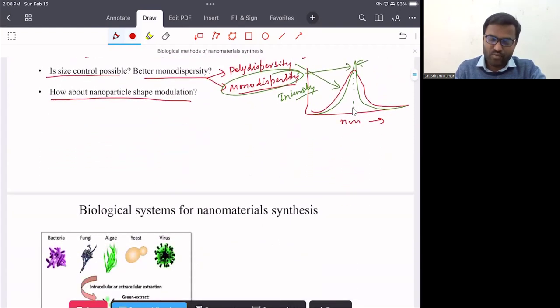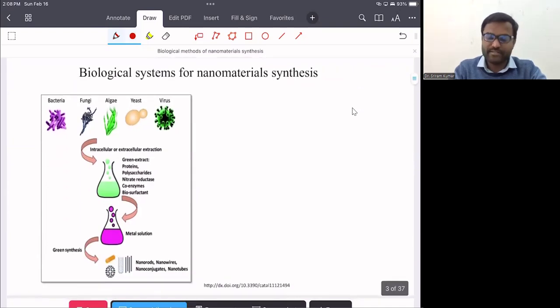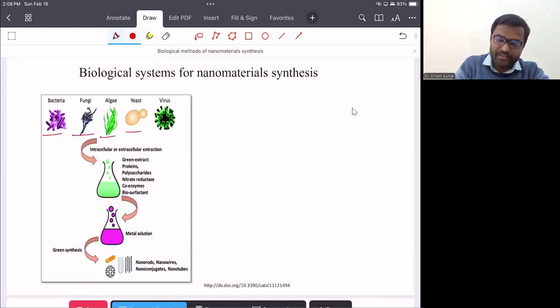Now let's understand which kind of system we can use in nanomaterial synthesis. In this method, we can use bacteria, fungi, algae, yeast, and viruses. We can use these biological systems for nanomaterial synthesis. We can use two kinds of mechanism: one is the intracellular mechanism, and the other is the extracellular mechanism. We are going to learn the difference between them.